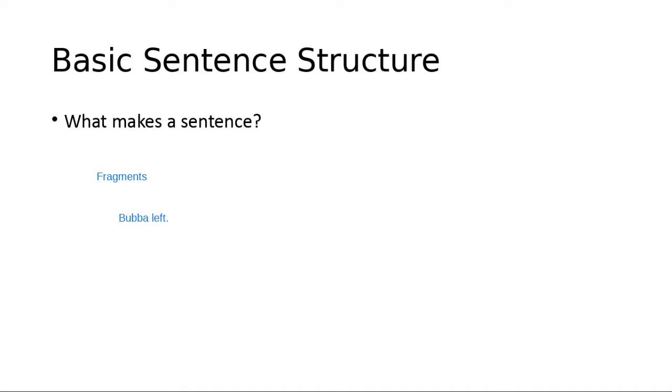Bubba left. Bubba left is a complete sentence. It doesn't tell us much, but we have a subject, Bubba. We have a verb, left. We know what happened, Bubba left. Now, if you come in and you add a word to the beginning like after, and you say after Bubba left, suddenly we have an incomplete thought, and this becomes a sentence fragment.